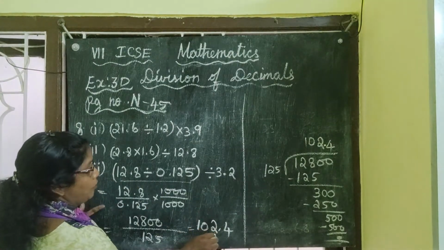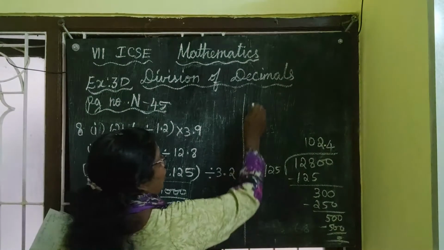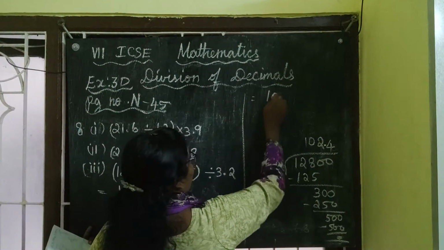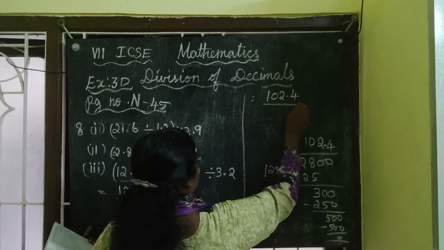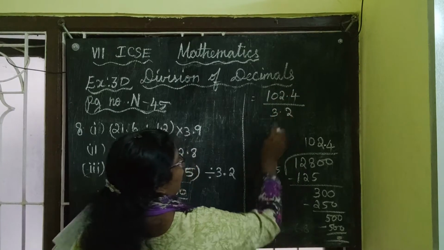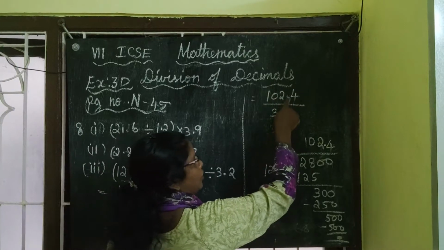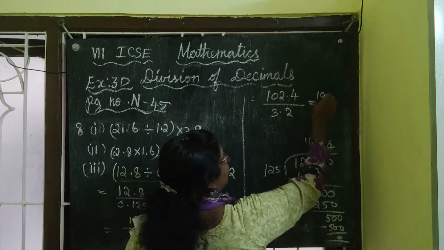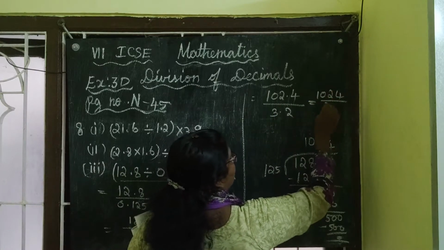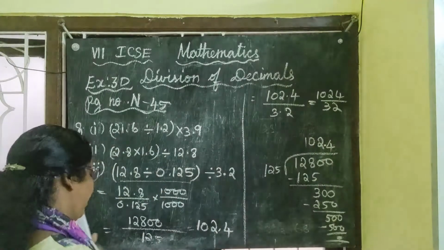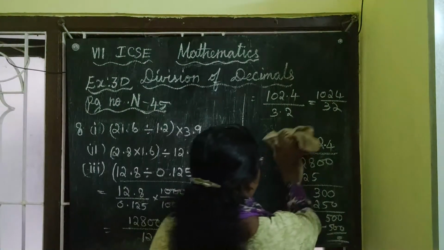Okay. Next first step. Now this answer is only for this. Now this number should be divided by what? 3.2. That is, 102.4 is divided by 3.2. Here you see, here also 1 decimal, here also 1 decimal. So you cancel that. So you will get 1024 by 32. Now we divide 1024 by 32 and see what we are getting here.